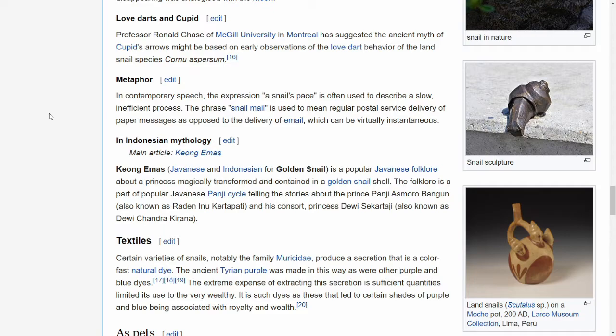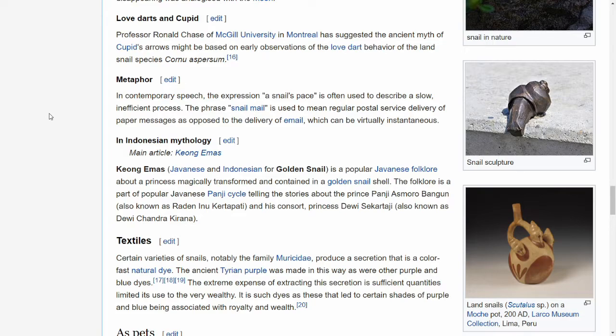Okay, anyways. Metaphor. In contemporary speech, the expression a snail's pace is often used to describe a slow, inefficient process. The phrase snail mail is used to mean regular postal service delivery of paper messages as opposed to delivery of email, which can be virtually instantaneous. Wow. They really just explained what snail mail is.